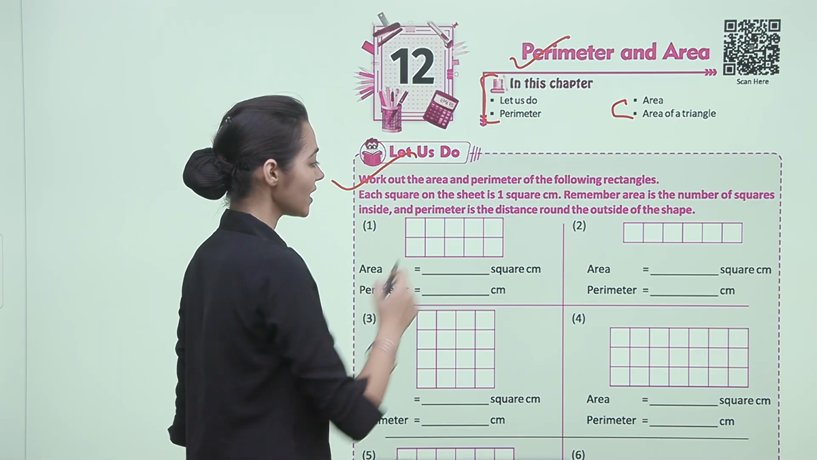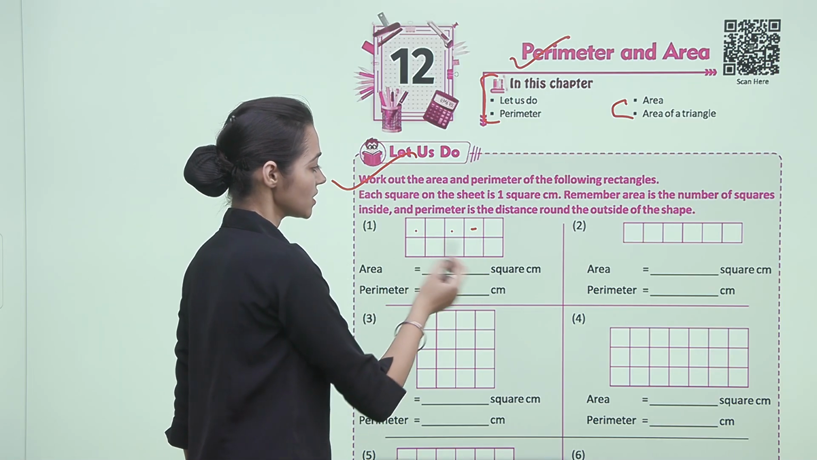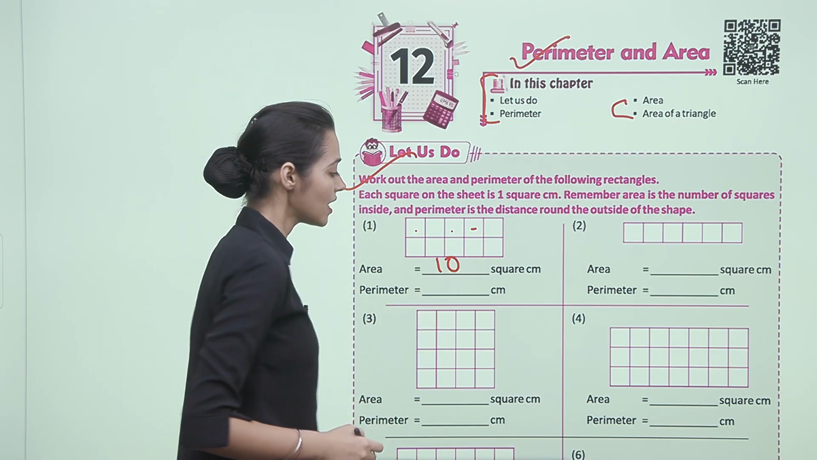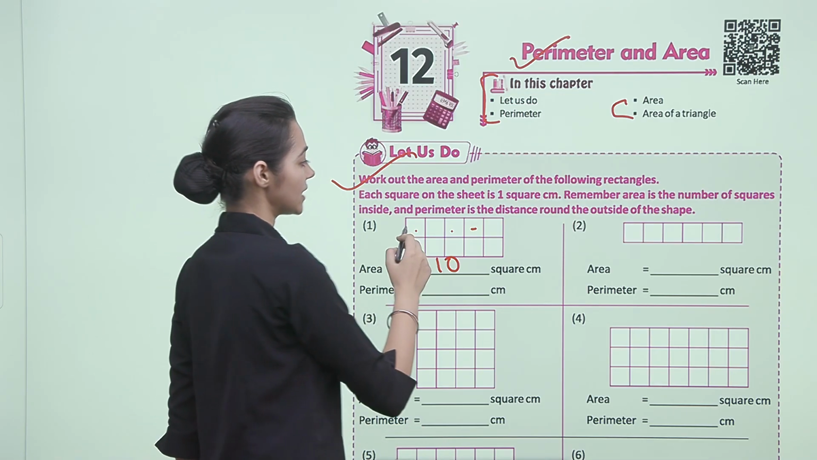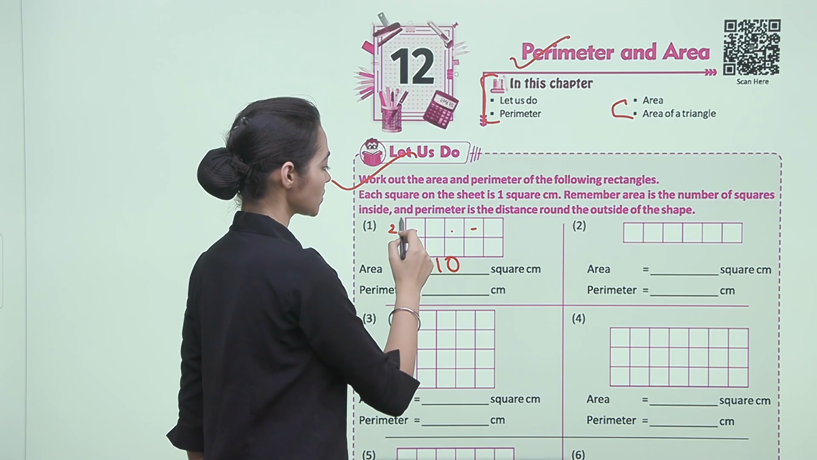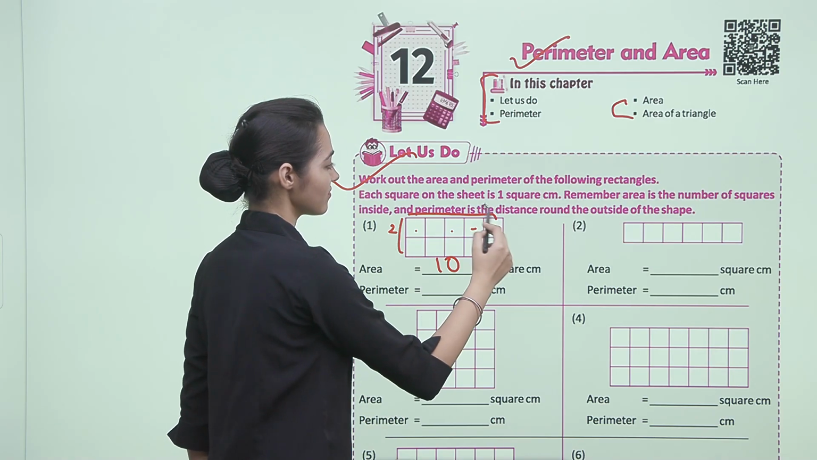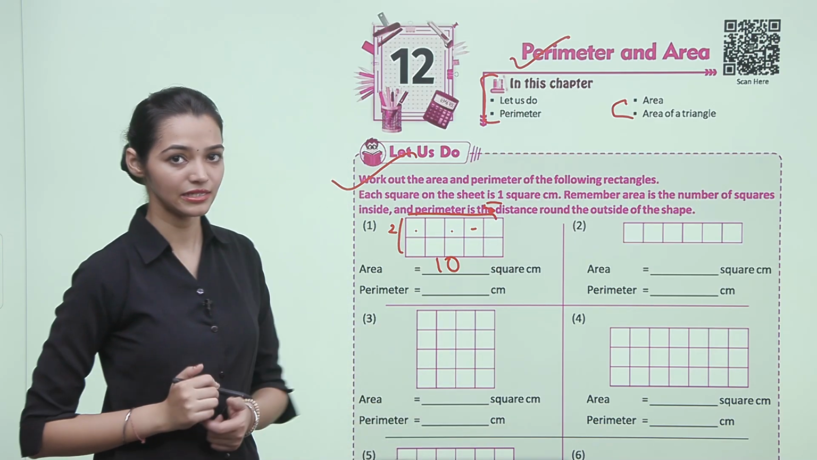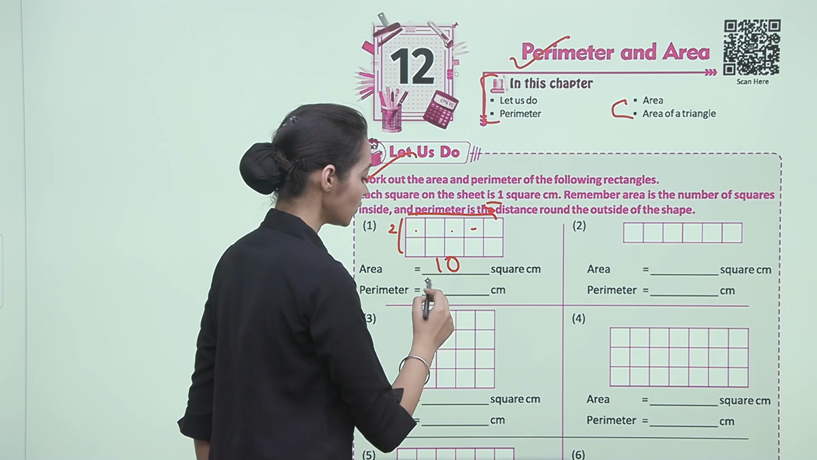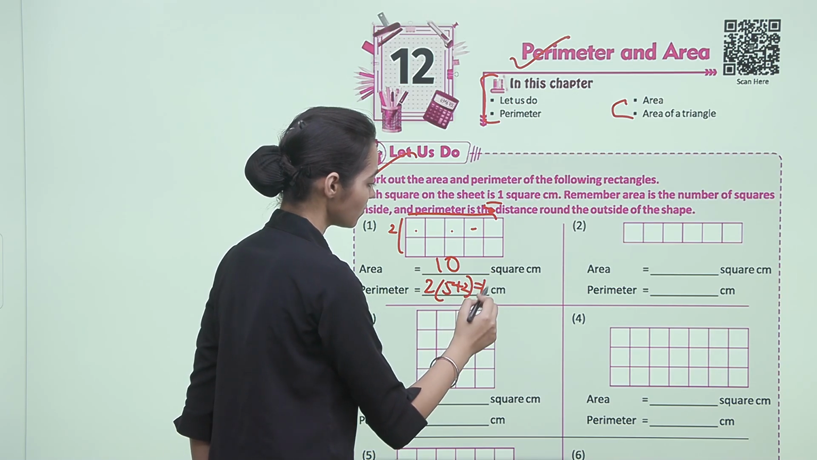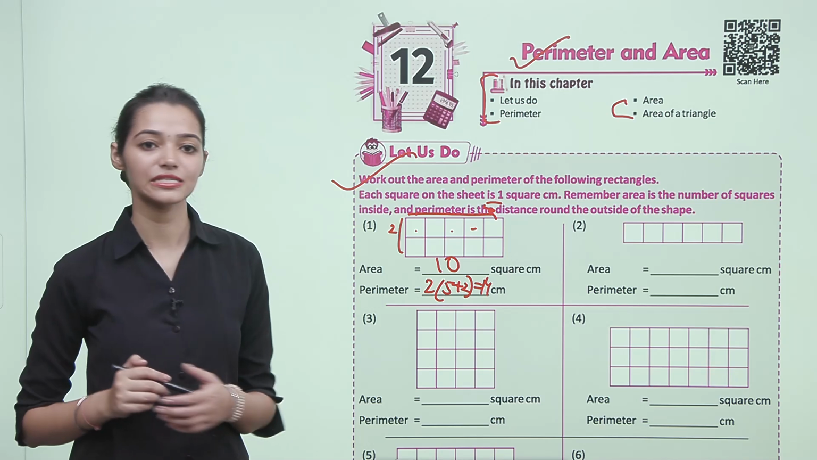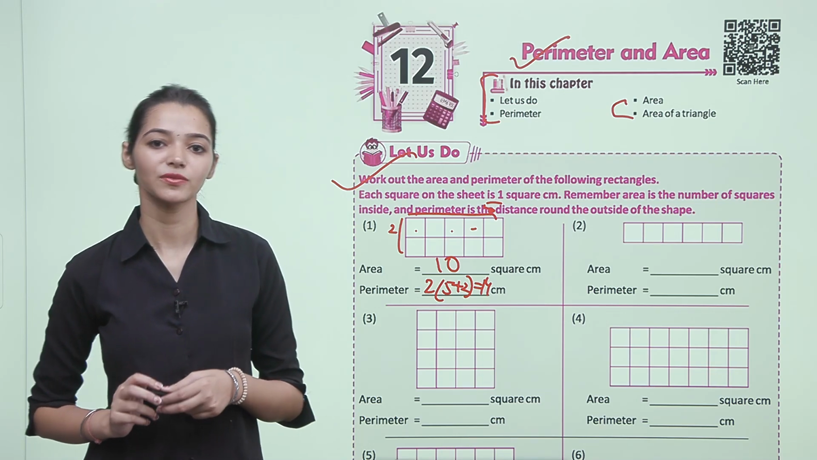So here our area is 1, 2, 3, 4, 5 and 10 square centimeter, and the perimeter here is, that is a rectangle which has 2 as its breadth and 5 as its length. So that is 2 into (L plus B), 5 plus 2, that is equals to 14 centimeter. That's how you can complete the remaining part.